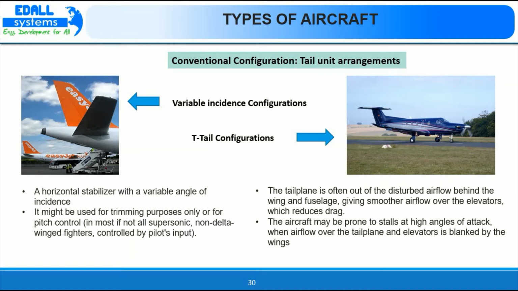However, the aircraft may be prone to stall at higher angles of attack when airflow over the tail plane and elevator is blanked by the wing. So using this kind of configuration in fighter aircraft will be more dangerous, because fighter aircraft travel at higher angles of attack to perform maneuvers.